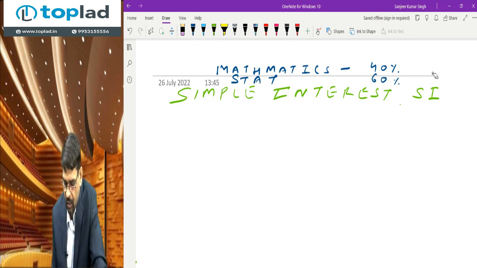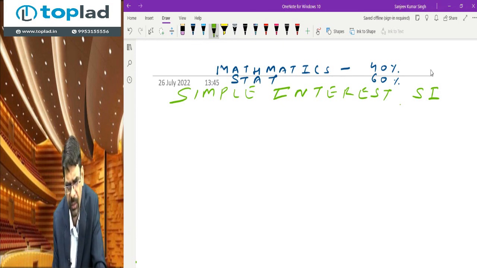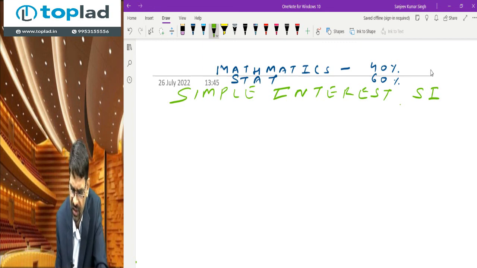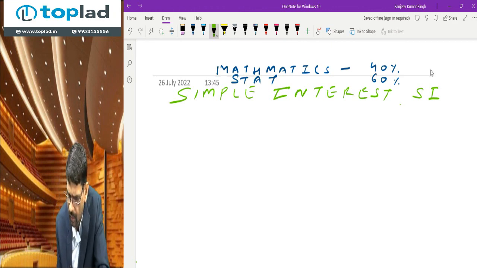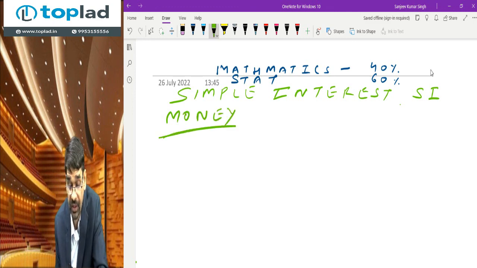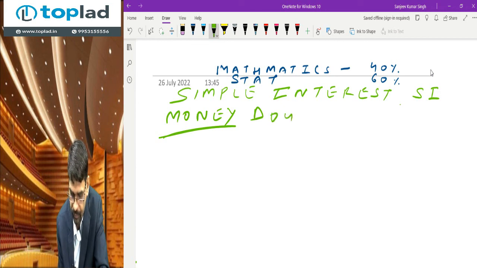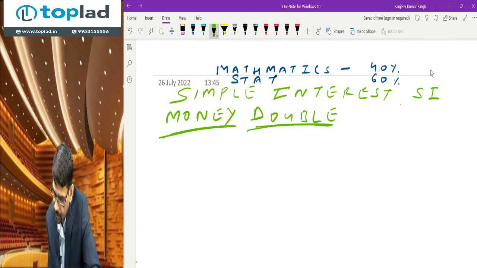So friends, now discuss another concept, very important concept, and ultimately you enjoy a lot. Very, very interesting. This is the chapter from daily life. We have seen this type of questions. The question is money double.